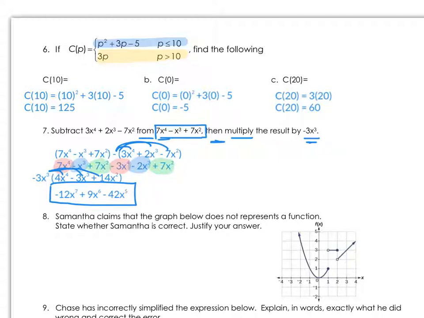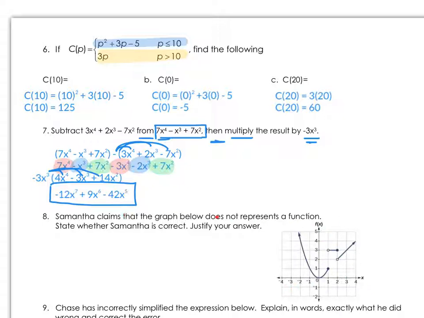Okay, this one says, Samantha claims that the graph below does not represent a function. State whether Samantha is correct and justify your answer. Well, if I look here, anywhere that I look to put a vertical line, even at this point where it's an open circle here and closed below, that means that it's not a point here, it is here. So that still does pass the vertical line test. So the question is, is this a function? And I think it is.